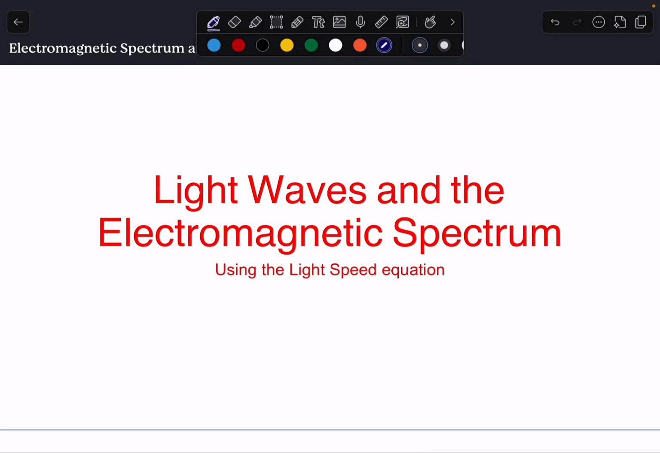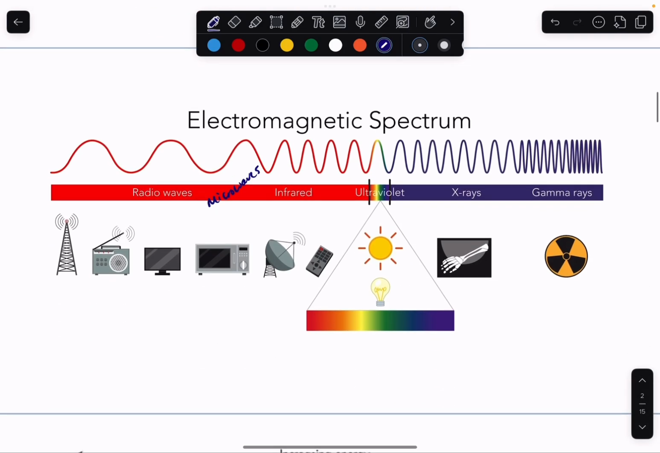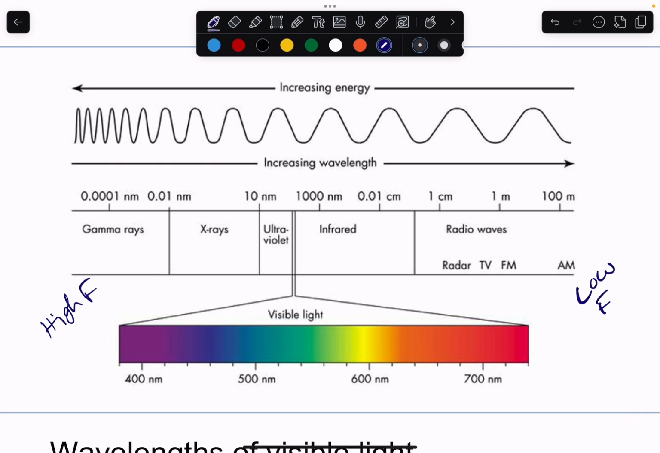So we're going to talk about light waves in the electromagnetic spectrum and then how to use the light speed equation. So just to review, the electromagnetic spectrum are the different types of light, including visible light, the rainbow. Here are some of the wavelengths of the different types of light. And just notice that to the right is the low frequency and to the left is high frequency on this chart.